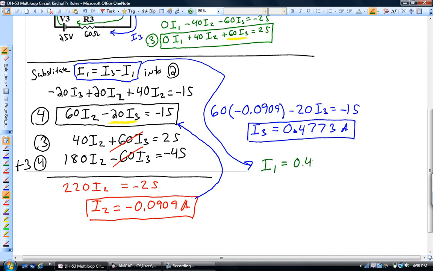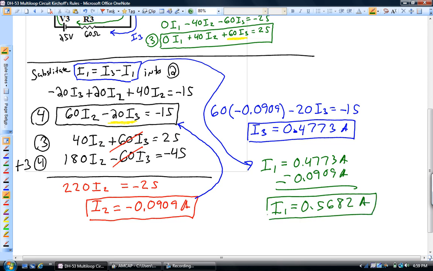I3, 0.4773 amps, minus negative 0.0909 amps. And when I add those, that is going to give me plus 0.5682 amps. And we have done it using the substitution method.